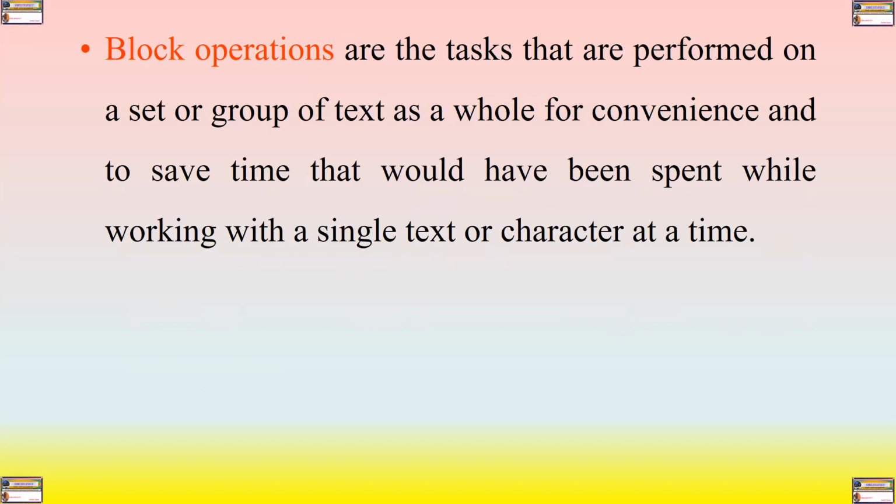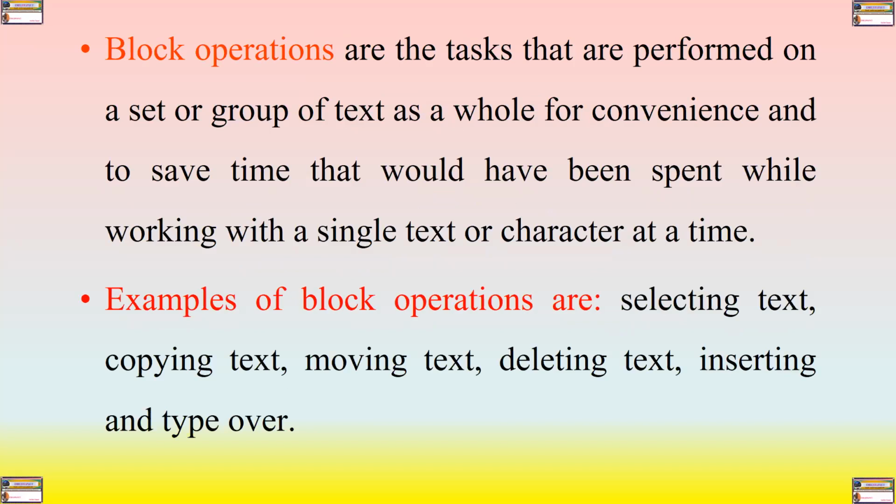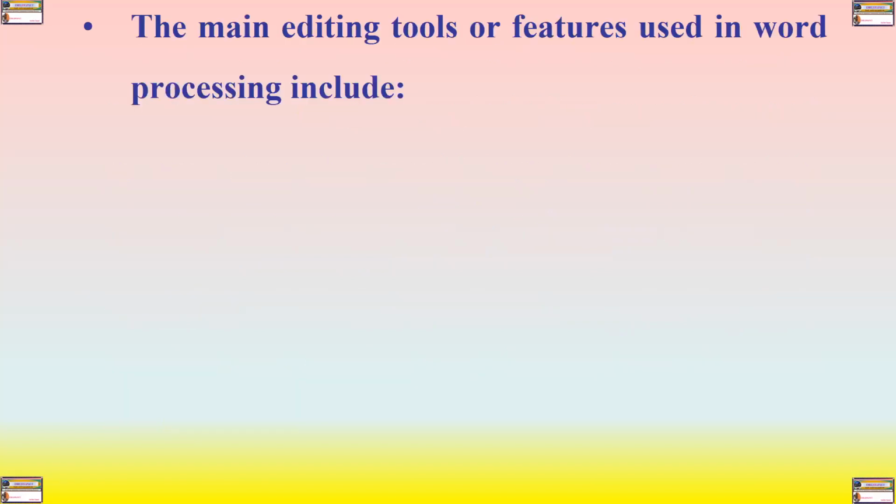Block operations are the tasks that are performed on a set or group of texts as a whole for convenience and to save time that would have been spent while working with a single text or character at a time. Examples of block operations are selecting text, copying text, moving text, deleting text, inserting, and type over.